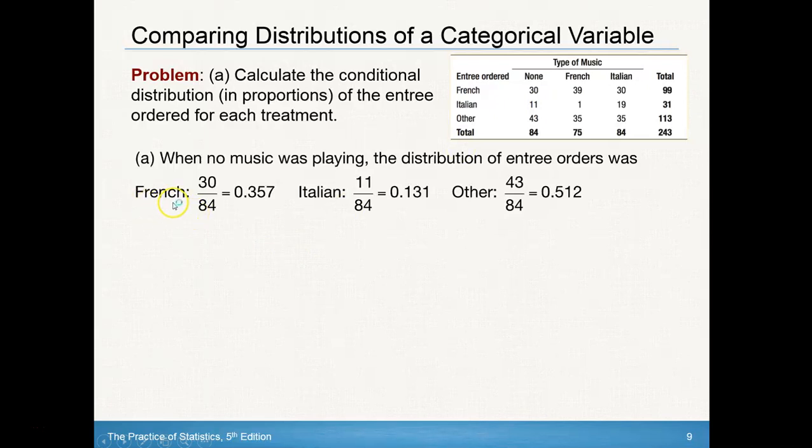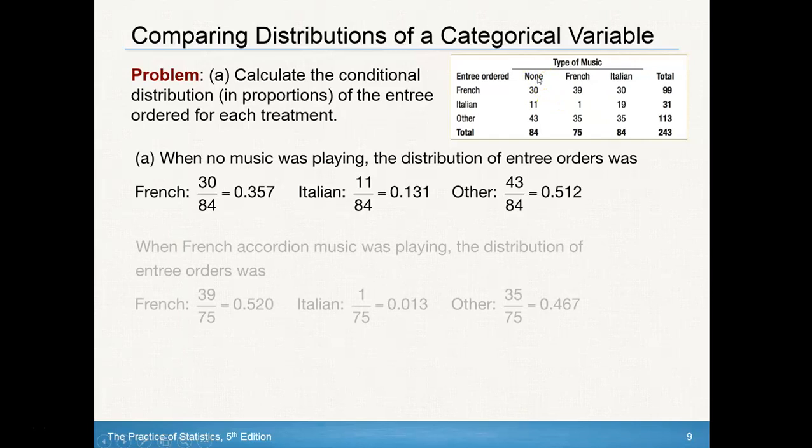So in this case, when no music was playing, let's just look at no music. We had 30 out of 84, 11 out of 84, and 43 out of 84 for other. So that's the conditional distribution when there was no music playing. Why is that called a conditional distribution? Because the entree that we looked at is based on the condition that there was no music being played.